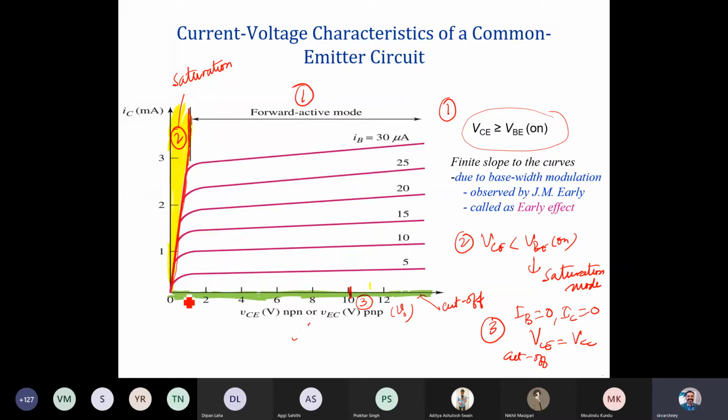And what else has been observed, because this was experimental, is that the output characteristics have a certain finite slope. This slope was explained by J.M. Early because of the base width modulation.